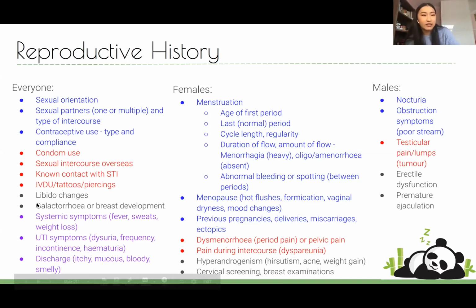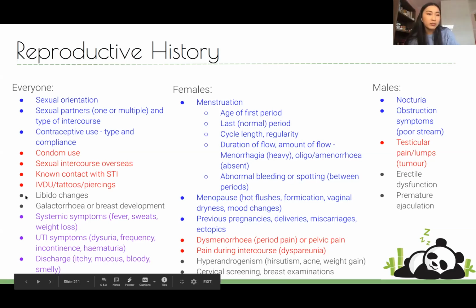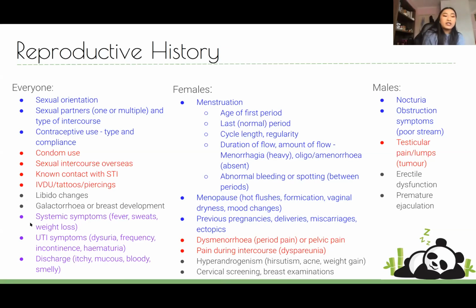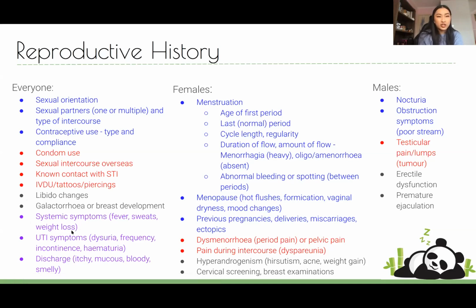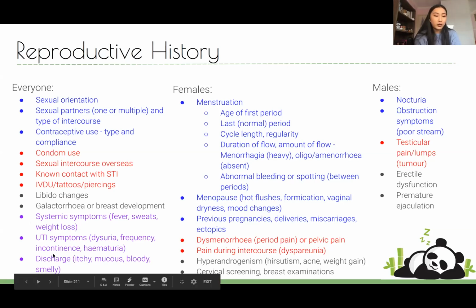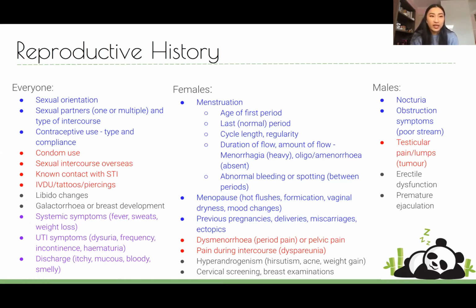These gray ones here are to do with hormonal changes. So libido change, galactorrhea, breast development, and then you're thinking infection type stuff. So systemic symptoms of fever, sweats, and weight loss, which is like cancer or infection. And then your UTI symptoms: dysuria, frequency, incontinence, hematuria, and discharge. And if they have discharge, you've got to talk about, is it normal discharge? Is it abnormal? Is there itching? Is it bloody? Things like that.